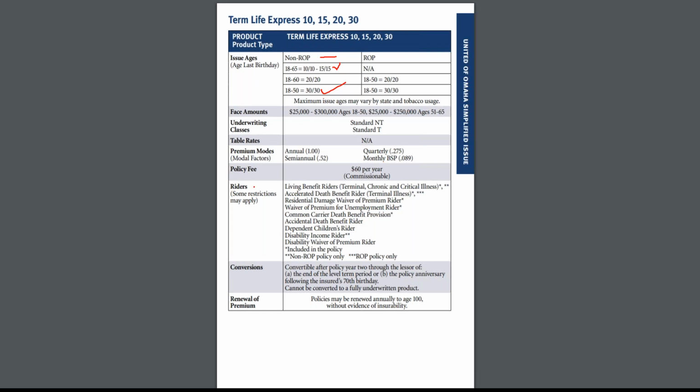Guys, these are the riders that are available on the product. Now I'm going to show you which ones are free. In fact, what I'll do is let me go down here and draw a line. Accidental death right here.